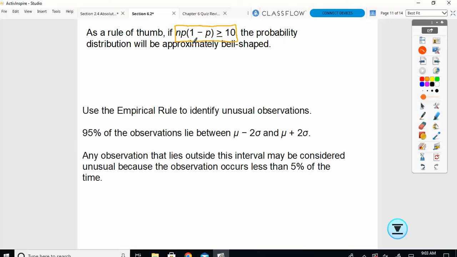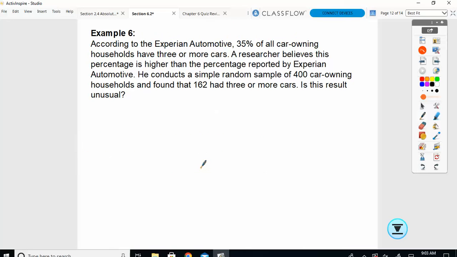So I'm just going to do one problem like this. I think I only put one on the homework, just kind of touching on this. So according to Experian Automotive, 35% of all car owning households have 3 or more cars. We used this scenario yesterday. We have a sample of 400 car owning households and found that 162 had 3 or more cars. Is this result unusual? And so we could actually do this a couple different ways.